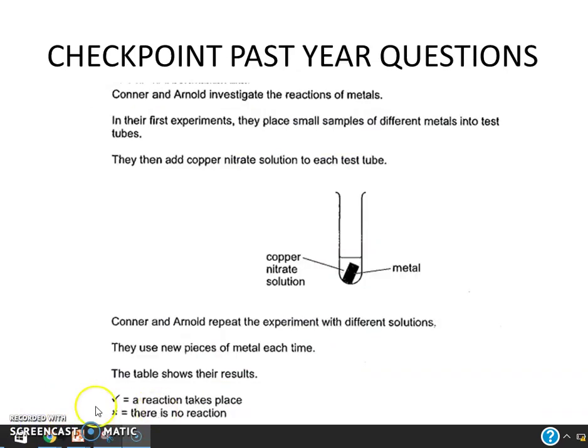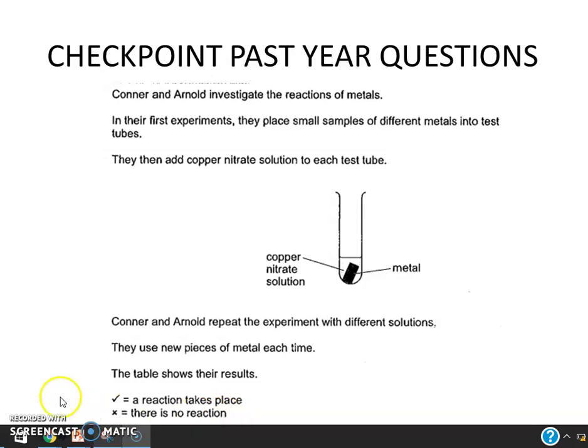Okay, I think we have looked into enough information about reactivity series and displacement. Now let's try to answer a checkpoint past year question. Looking at the question, Connor and Arnold investigate the reactions of metals. In their first experiment, they place small samples of different metals into test tubes. They then add copper nitrate solution to each test tube. Connor and Arnold repeat the experiment with different solutions. They use new pieces of metal each time. The table shows their results. When there is a tick, it means a reaction takes place, and a cross means there is no reaction.